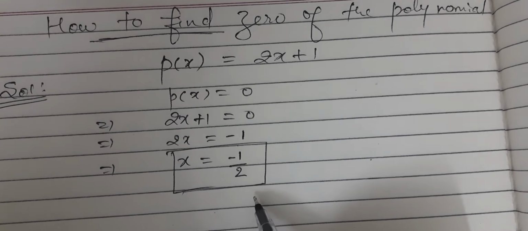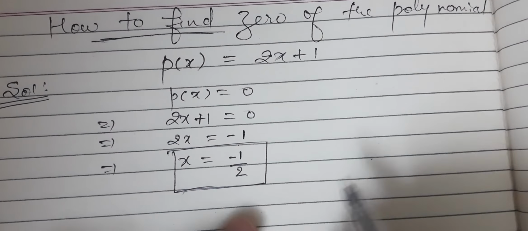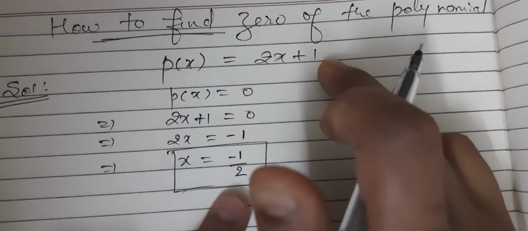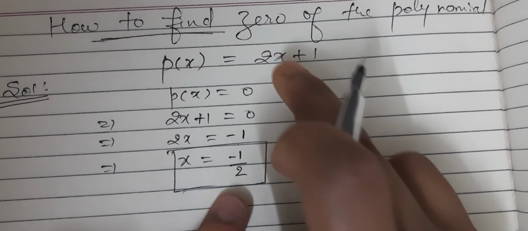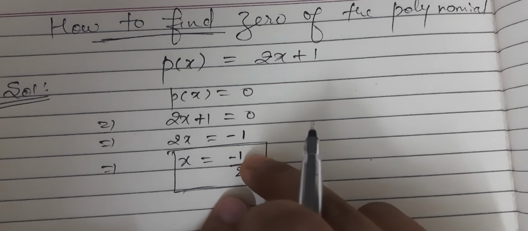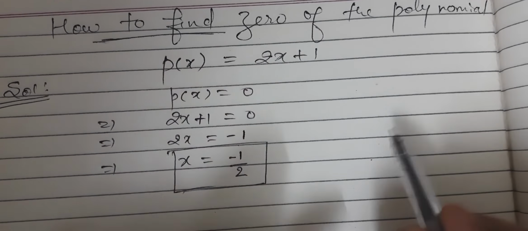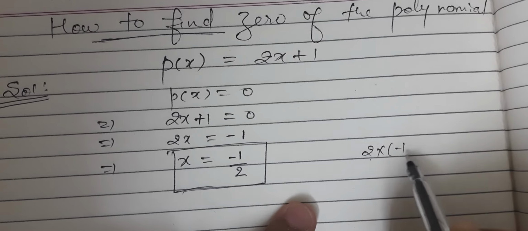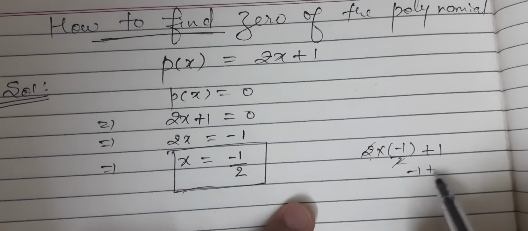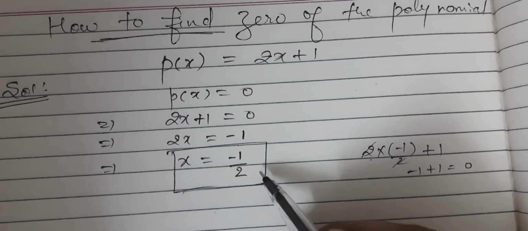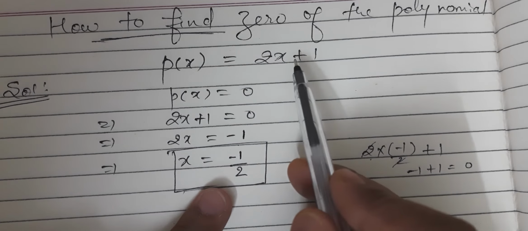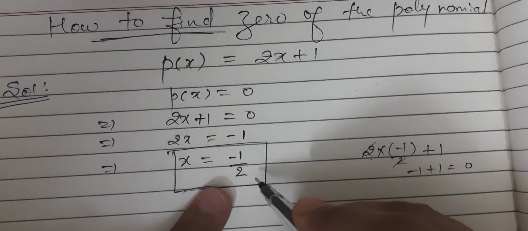You can also check your answer. How will you check? The question becomes: check whether minus 1 by 2 is a zero of the polynomial or not. So we simply put the value in the polynomial. If it becomes 0, it means this is the 0 of the polynomial. When you put the value here, you will get 2 multiplied by minus 1 by 2 plus 1. 2 and 2 will cancel out, so minus 1 plus 1 is 0. So yes, this is correct. After putting x equals to minus 1 by 2, the polynomial becomes 0. It means this is the 0 of the polynomial.